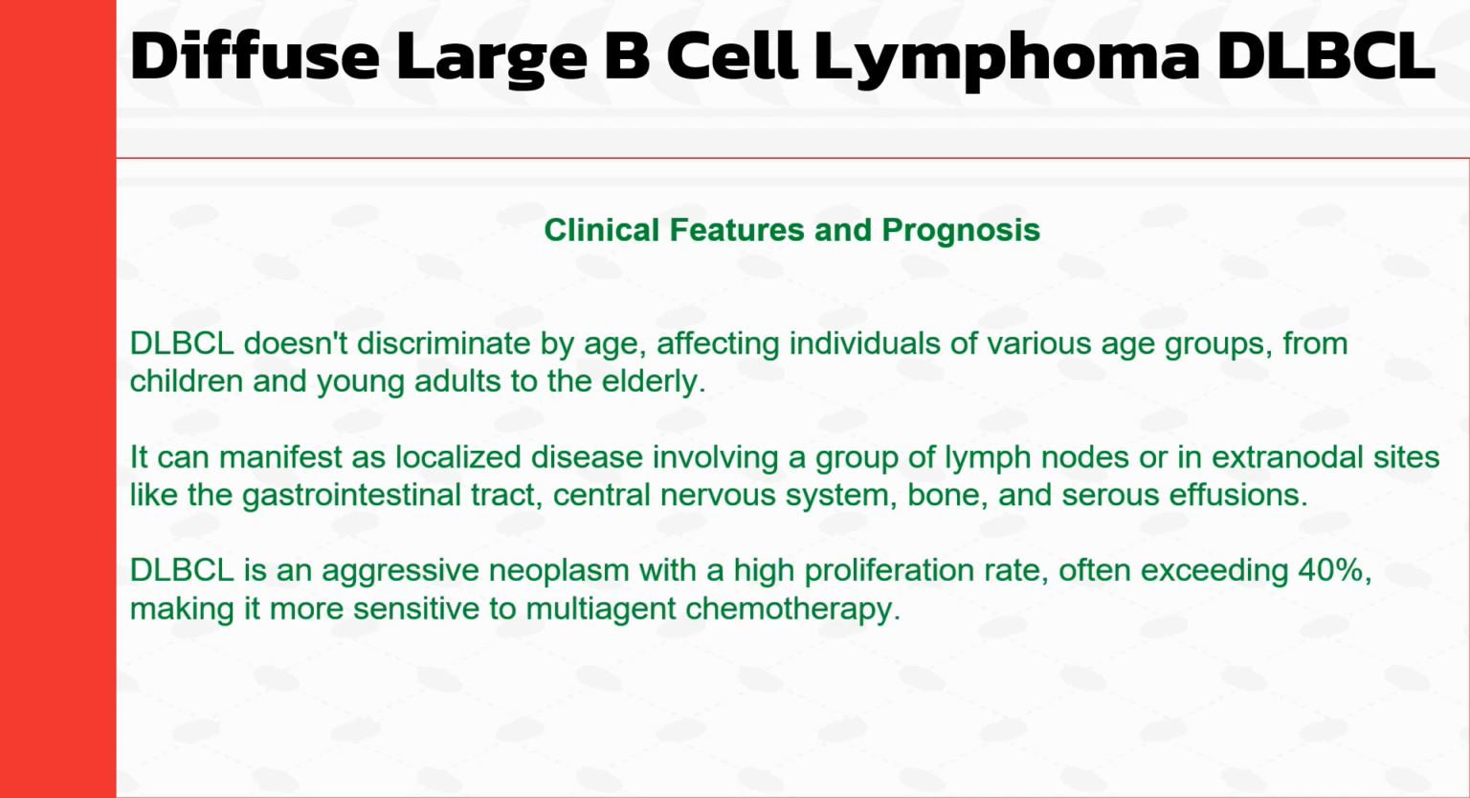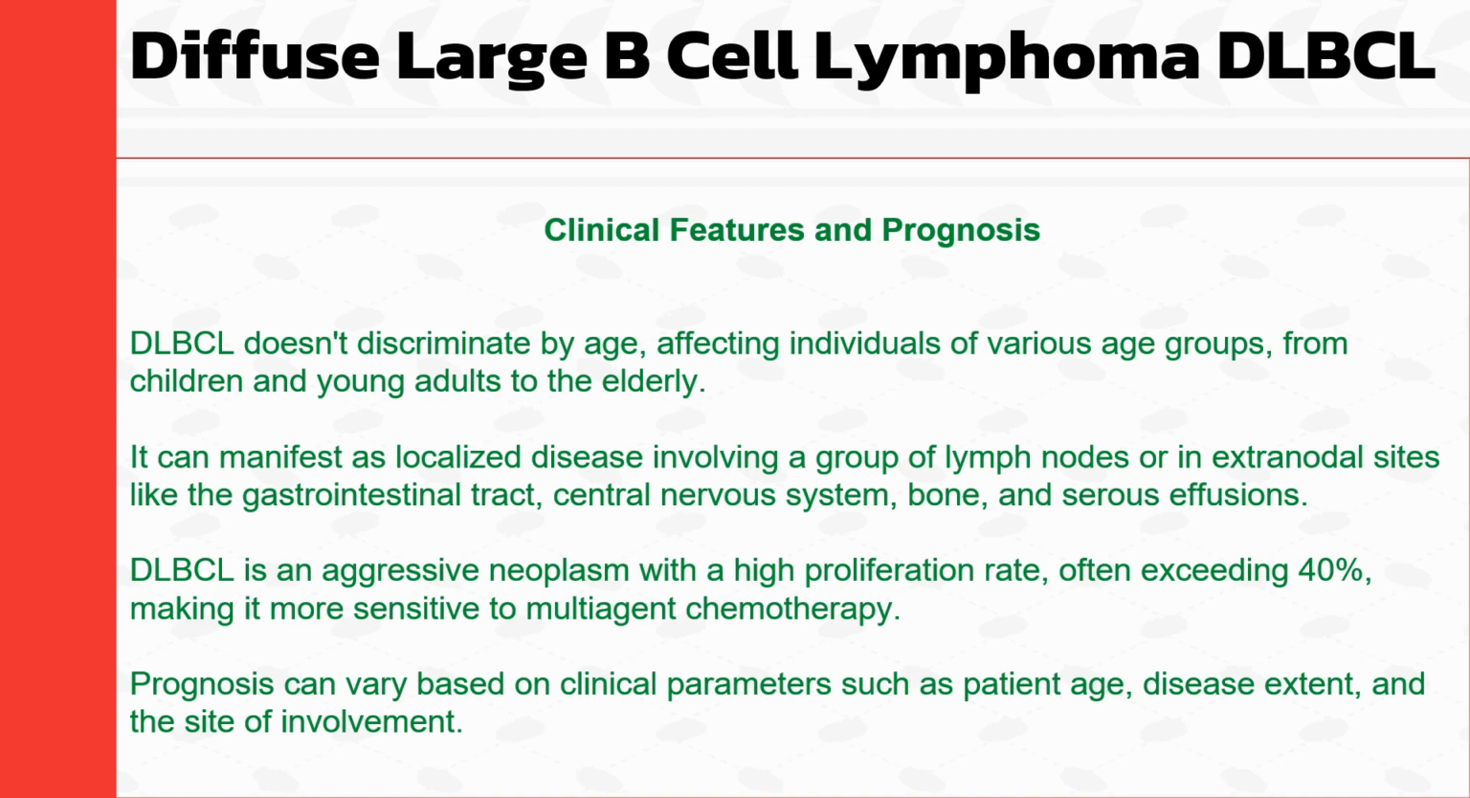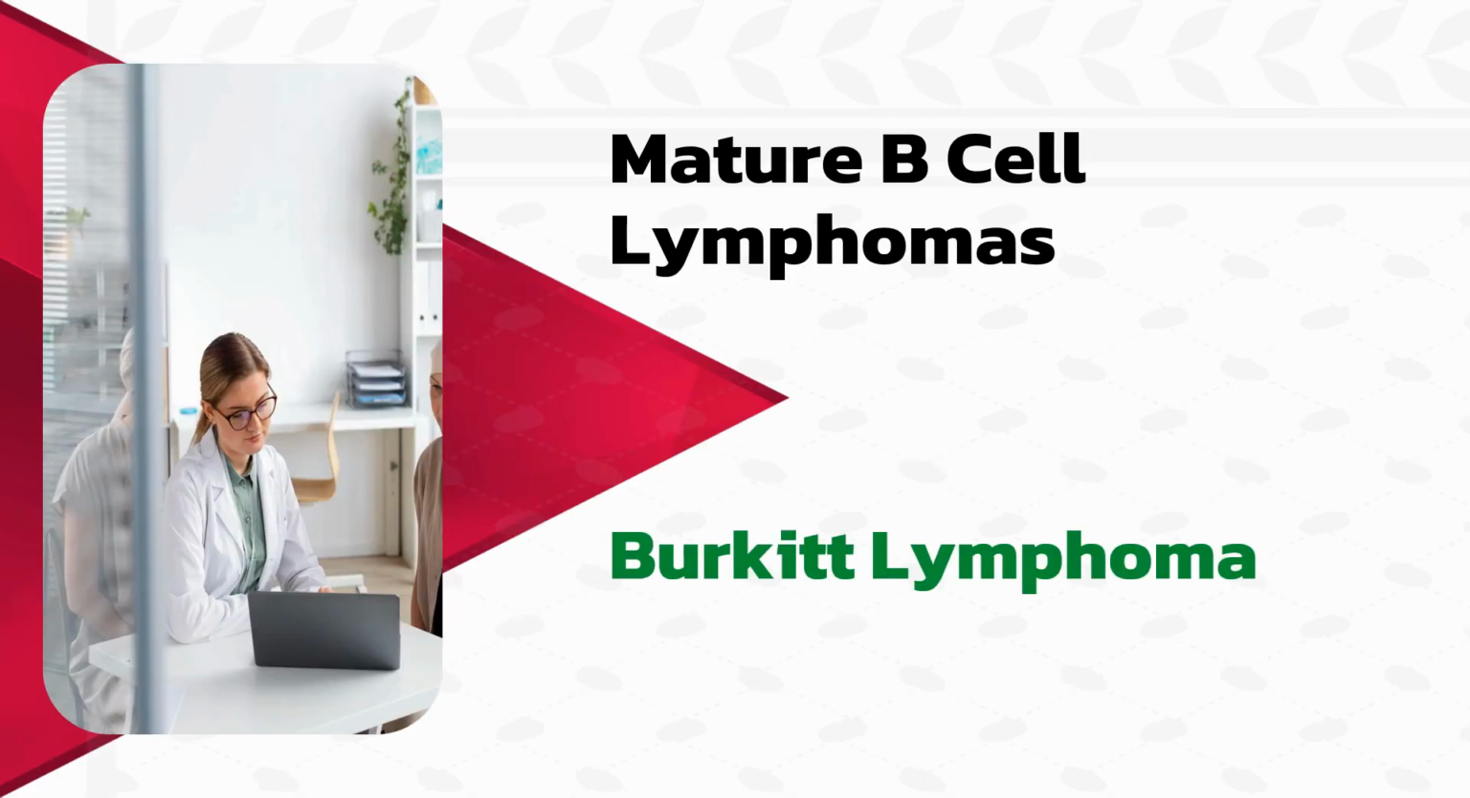DLBCL is an aggressive neoplasm with a high proliferation rate, often exceeding 40%, making it more sensitive to multi-agent chemotherapy. Prognosis can vary based on clinical parameters such as patient age, disease extent, and the site of involvement. Recent gene microarray studies have also identified different subtypes of DLBCL, some with better survival based on the lymphoma's origin from follicle center cells. Burkitt lymphoma, a rare and highly proliferative form of non-Hodgkin lymphoma.